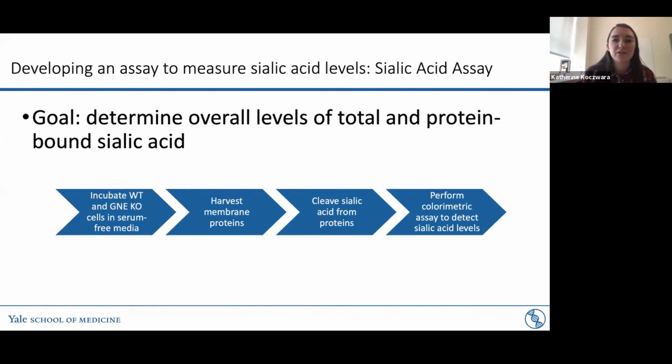So the first one that I'm going to talk to you about is the sialic acid assay, and its overall goal is to determine the overall levels of total and protein-bound sialic acid. The way that this assay works is we will take the cells, so the wild-type healthy cells, as well as the GNE knockout cells, or eventually cells with mutations in GNE, and we grow them in media that doesn't contain any sialic acid. We can then harvest the membrane proteins of these cell lines, then look to cleave off the sialic acid from these proteins. So looking to remove the sialic acid that exists within these proteins, and then perform a colorimetric assay that can basically measure the levels of sialic acid. So we're looking to measure the levels of sialic acid that exist on the proteins of the cell membrane.